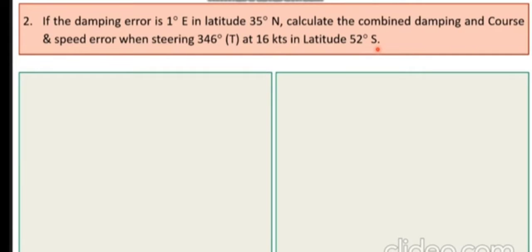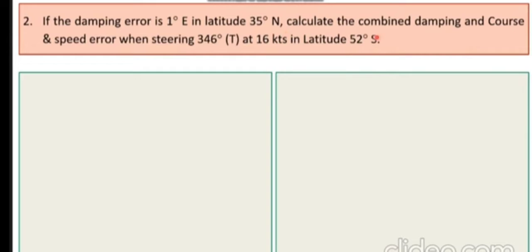Now you see the question gives us the value of damping error at a particular latitude. This is very much similar to question number 1. The damping error was given to us, the latitude was given to us, and using these two, we were able to find out the value of K for this particular compass. So that will be the first step in this question also.